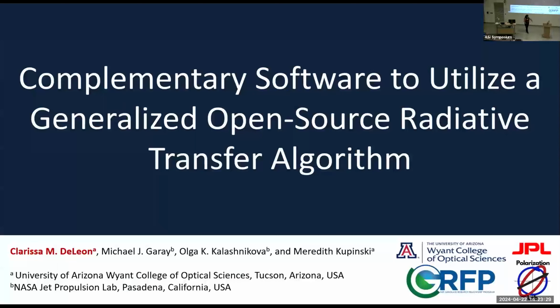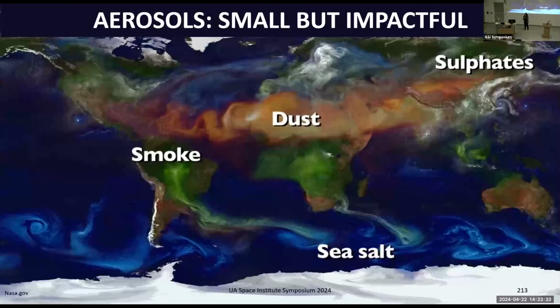I'm going to be bringing it down a little bit closer to Earth now to talk about aerosols. Much like myself, they're very small, but they're very impactful. And they come in a lot of different types. There's smoke, dust, sulfate, sea salt, and they highly influence Earth's atmosphere and climate change and all the stuff that is really relevant today, especially on Earth Day.